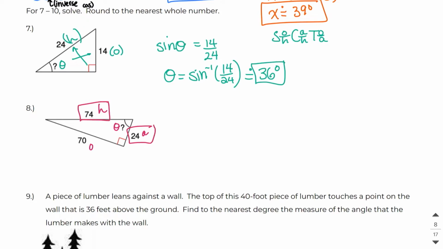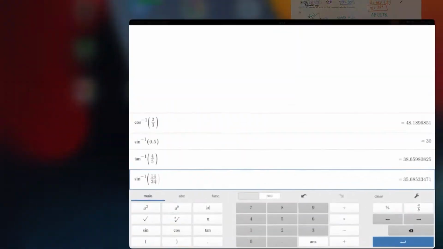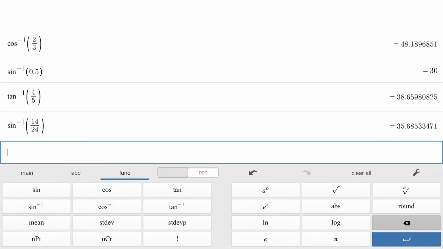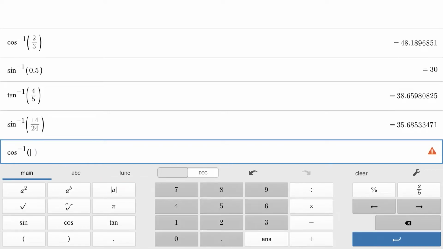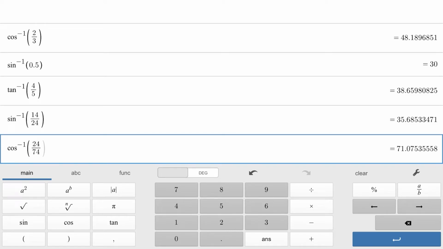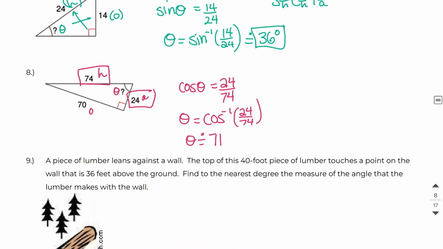Adjacent over hypotenuse is cosine right here. So I know that the cosine of theta is going to equal the adjacent, which is 24, over the hypotenuse, which is 74. So to get that theta out of there, I have to do inverse cosine of 24/74. So I end up getting theta is equal to approximately, we go to our calculator, we go to function, we do inverse cosine of 24/74, and we end up getting 71 degrees. So this answer right here is approximately 71 degrees.